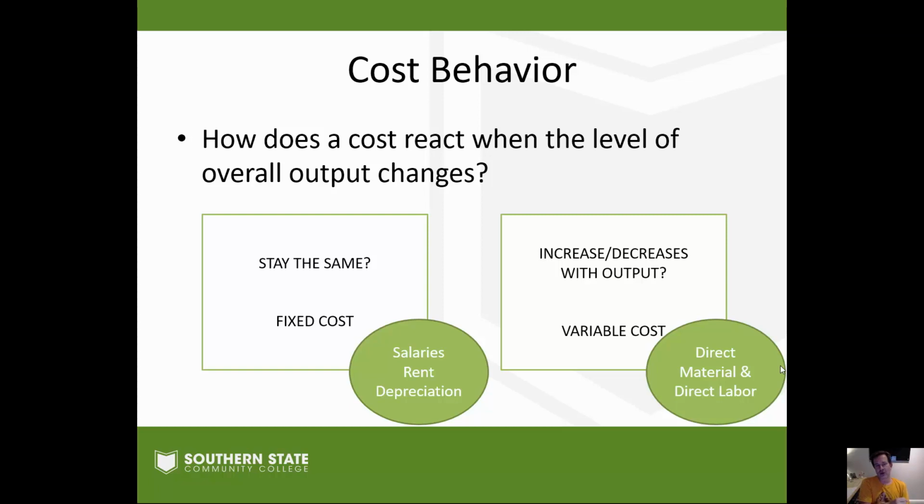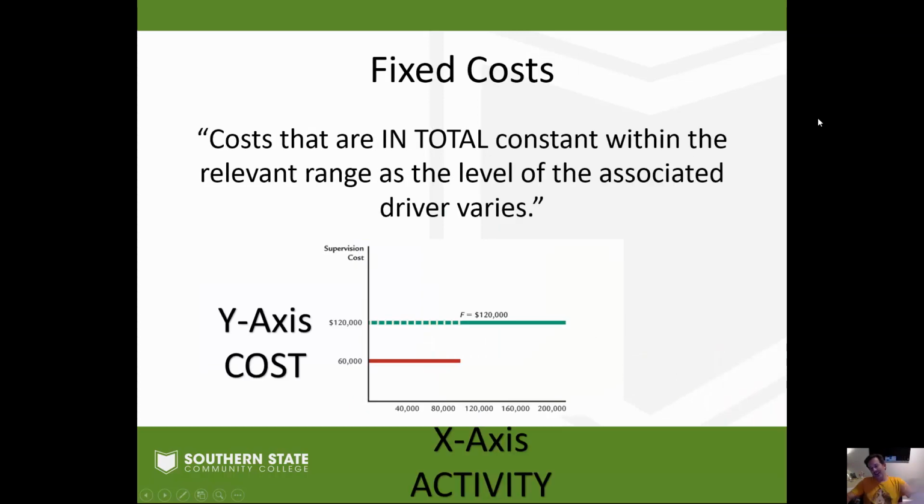If we make 0 items, we need 0 material. If we make 1,000,000 items, we need a lot more material. So that cost is going to go up in total as our output goes up. Now there it is. There's our graph that I warned you about.